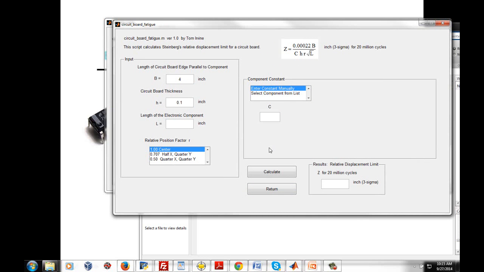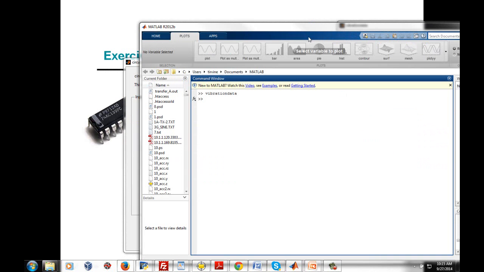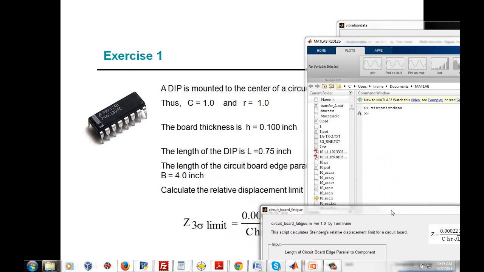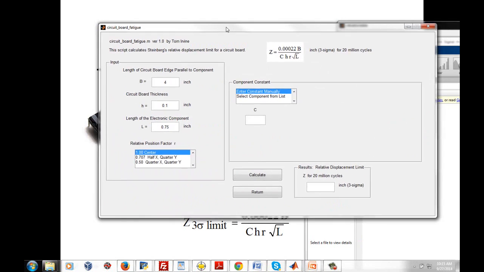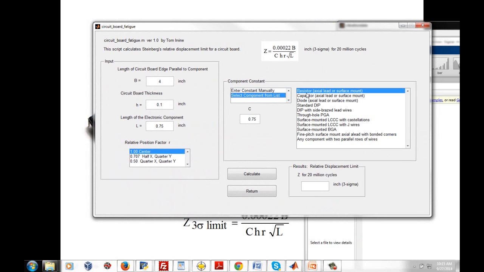So first the 3 geometrical parameters. So let's see, was it 3/4 of an inch, I believe. Better double check myself there. Yep, 0.75 inches. Okay. And we can either just enter in our C value, or, as a little library here, we can go down and say, yeah, we've got a standard dual inline package. So now we're going to calculate.